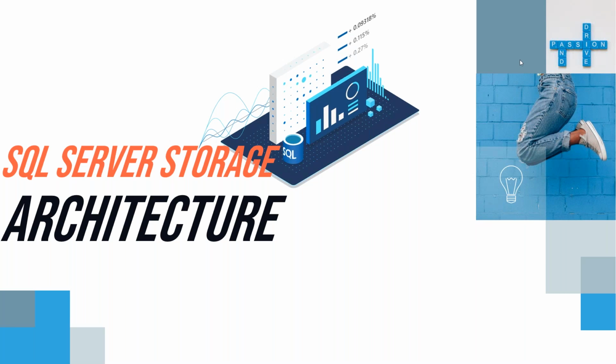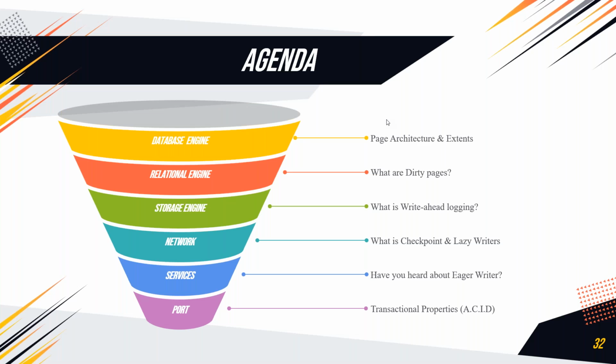So today we are going to discuss a very interesting concept, that is page architecture. What is a page? What is page architecture? What is an extent? How many types of extents are available? How many page types are available? Then in time, we'll also discuss dirty page, write-ahead log, checkpoint, lazy writer, eager writer, and also the ACID properties. These are also very important concepts. Everyone must and should know about these concepts.